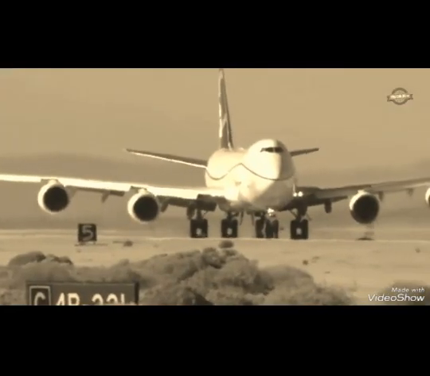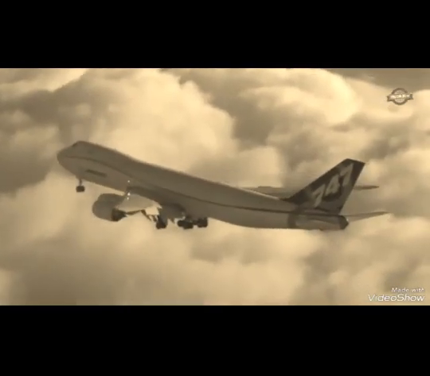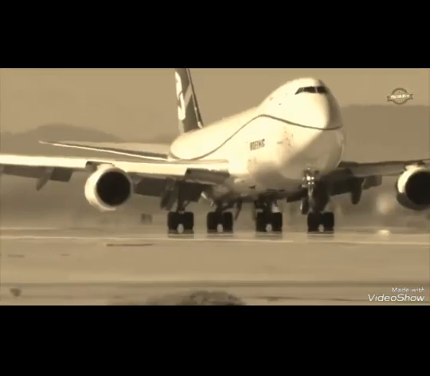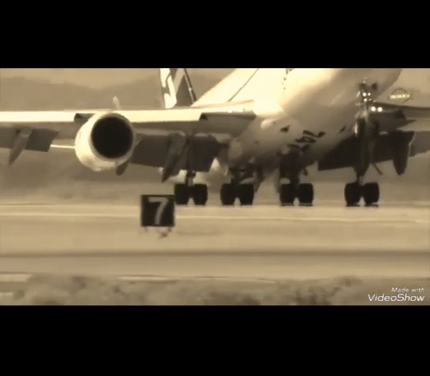Boeing's latest aircraft, the 747-8 freighter, is undergoing a series of demanding tests to ensure its safety and performance. Pilots are pushing the boundaries, subjecting the plane to extreme maneuvers that showcase its capabilities and resilience.